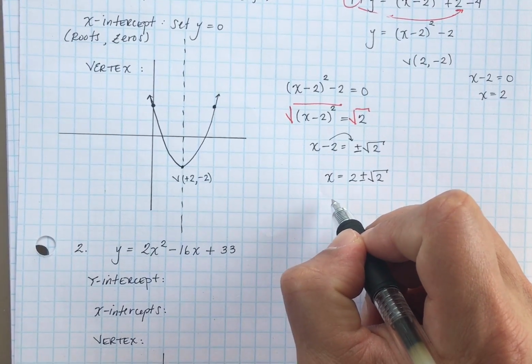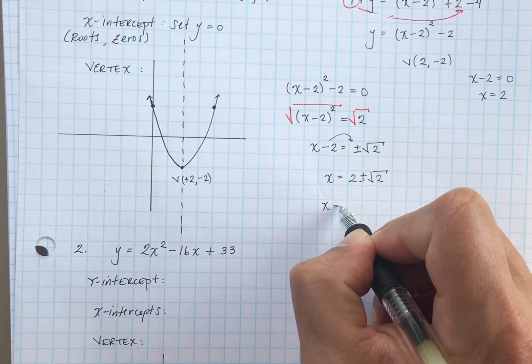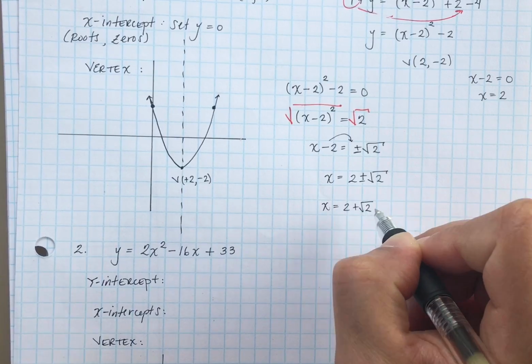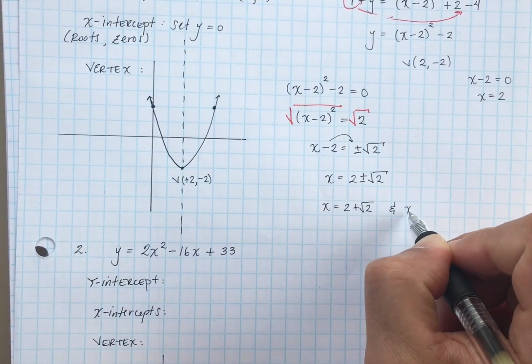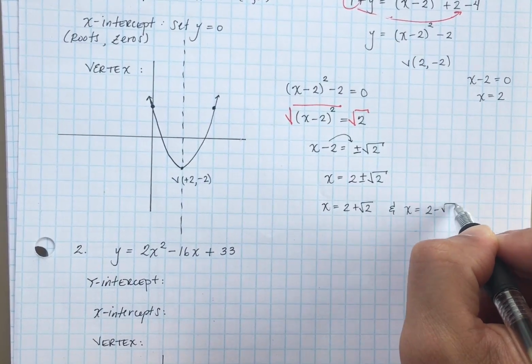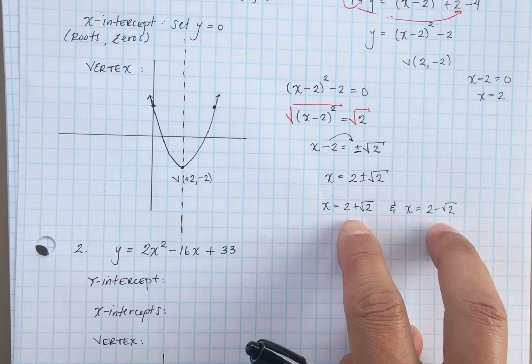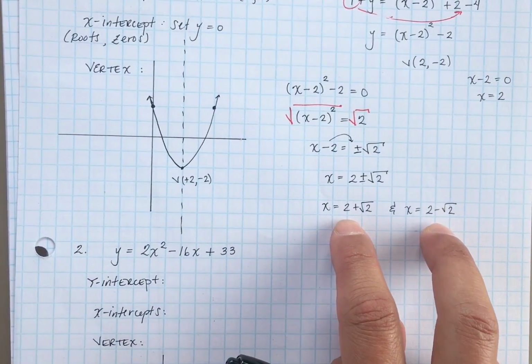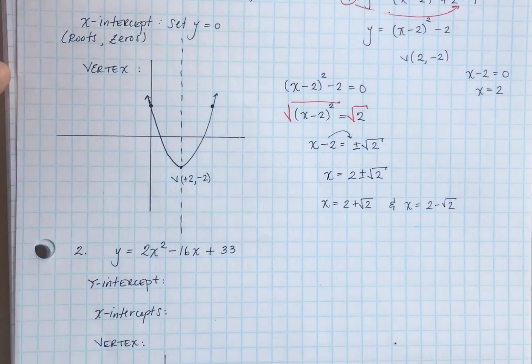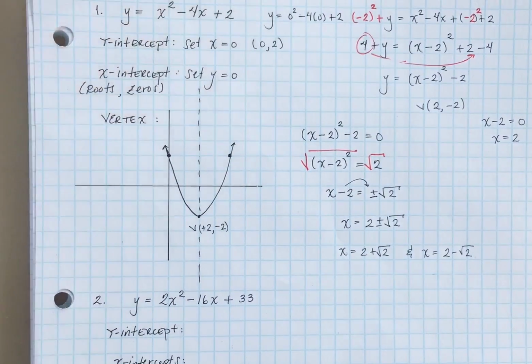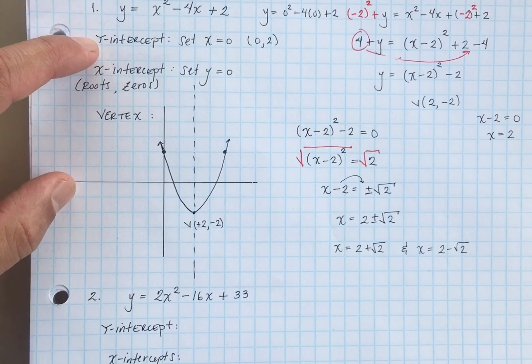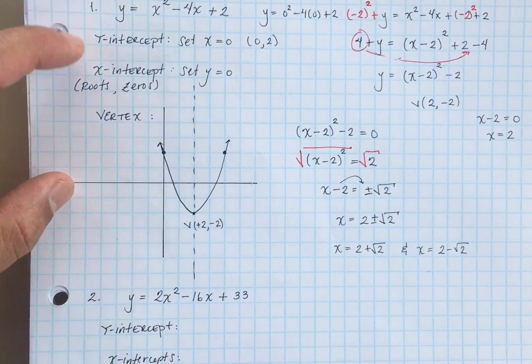So you're going to have two solutions. You're going to have x equals 2 plus the square root of 2, and you're going to have x equals 2 minus the square root of 2. And that's okay because these are going to be decimals. Esto van a ser decimales. Okay? But those are the three things that you need to graph. The Y-intercept, you need the vertex, and you need the X-intercept.